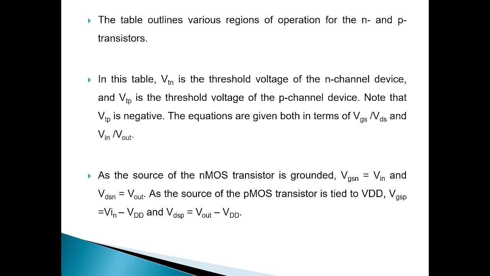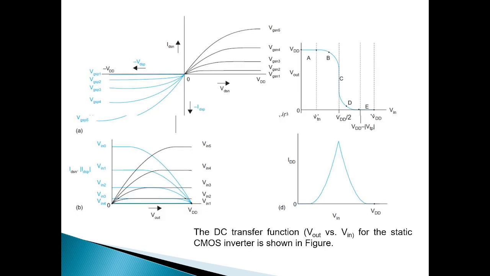But in case of a PMOS transistor, if we tie the source to VDD, then VGS is equal to Vin minus VDD and VDS is equal to Vout minus VDD. We have to subtract the VDD voltage from the input as well as from the output voltage. And this is the transfer function.